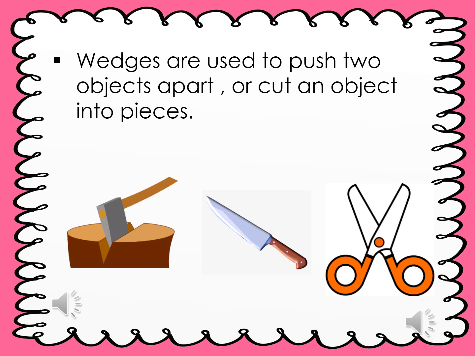We can use a wedge to push two objects apart from each other, or we can use it to cut an object into pieces. These are examples of wedges. The first picture is an axe, the second one is a knife, the third one is a scissor. These three wedges are used to cut an object into pieces. Now, if you see the scissors, the place where you keep your papers to cut, that place is a wedge. A wedge is a simple machine we use to split or cut an object into pieces. And a wedge looks like two inclined planes attached to each other.